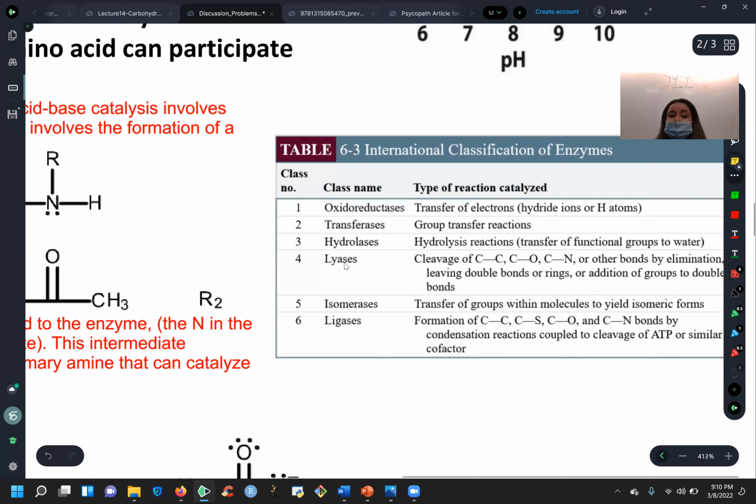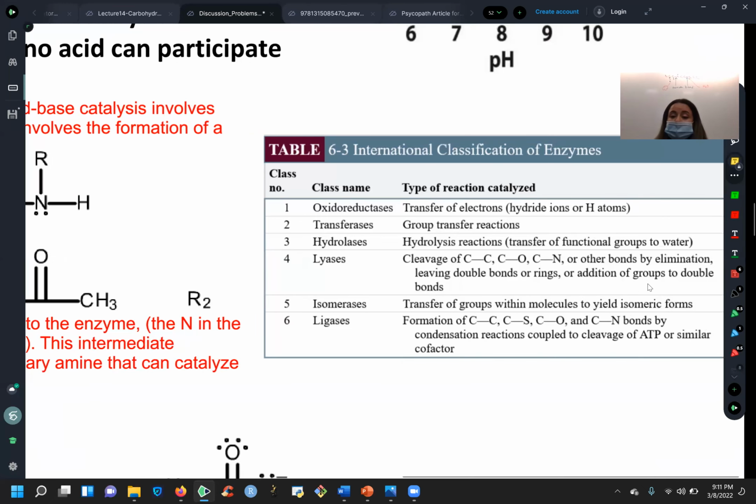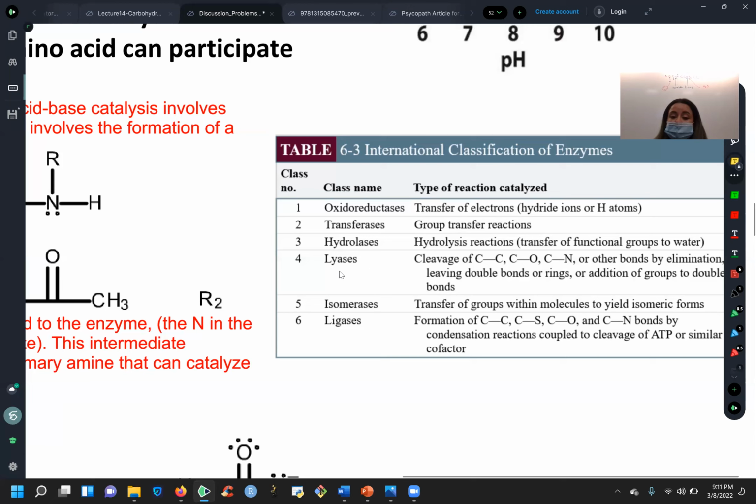Then you have a lyase. Now you're cleaving bonds. So cleavage of a carbon-carbon, carbon-oxygen, carbon-nitrogen, or other bonds by elimination, leaving double bonds or rings, or addition of groups to double bonds. So with lyases, you're breaking bonds. You're leaving behind double bonds or rings, or an addition of a group to an existing double bond. It's an elimination reaction.